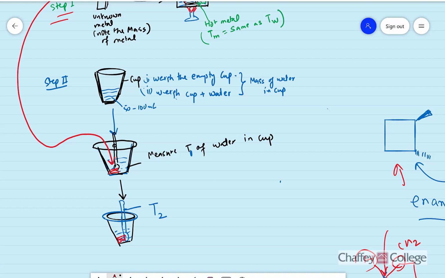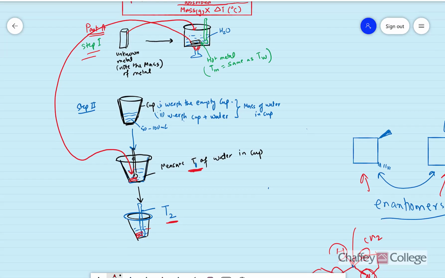Why will T2 be the high temperature? Because the hot metal transferred its heat to the water. So the metal transferred the heat, so the metal will go down in temperature, and the water will go up in temperature. Once you note down the T1 of the coffee cup and T2 of the coffee cup, our experiment is over. Next is just calculations.